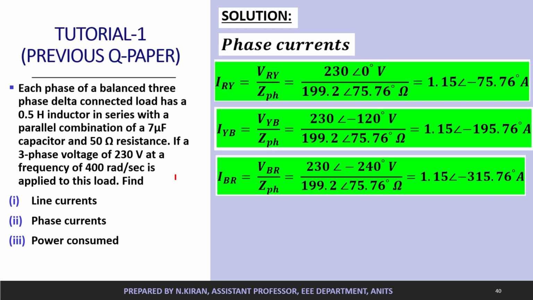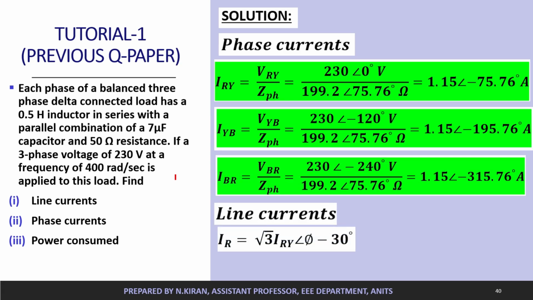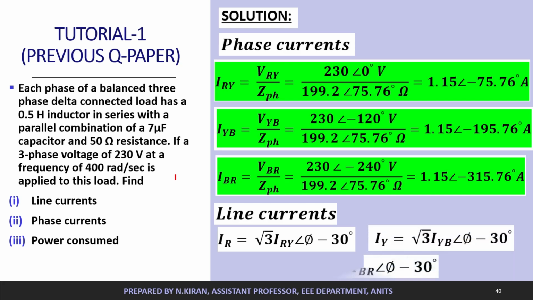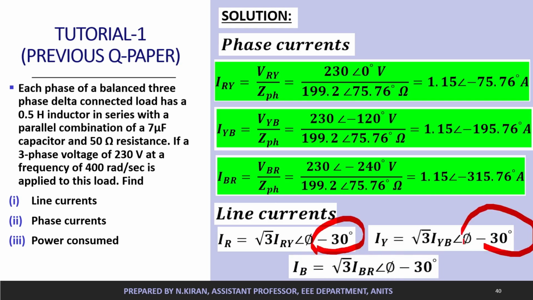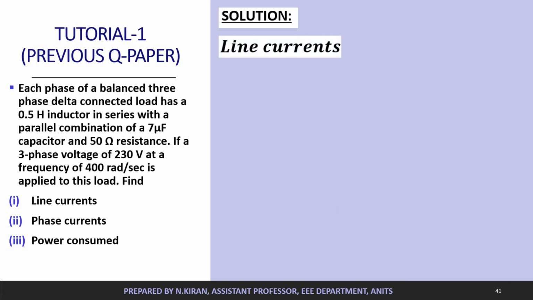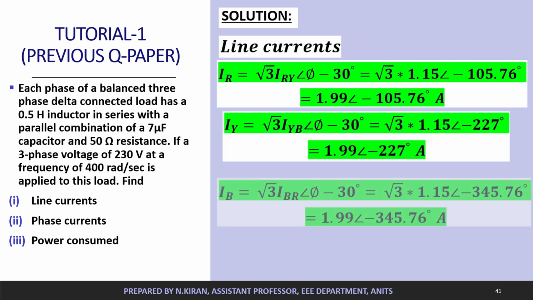Since this is a delta connection, you know that the line current magnitude is root 3 times the magnitude of the phase current, and every line current will lag the respective phase current by 30 degrees. That is why in every line current I have indicated minus 30 degrees, since it is lagging the respective phase currents by 30 degrees. So substituting all the values in the formula, I'll get the values for line currents IR, IY and IB.